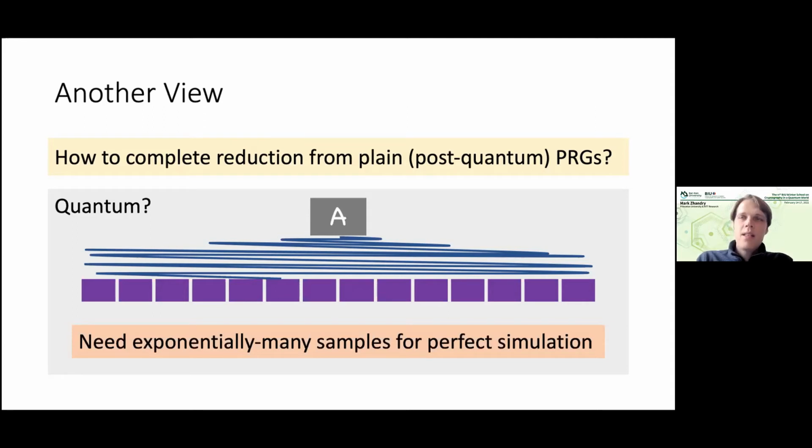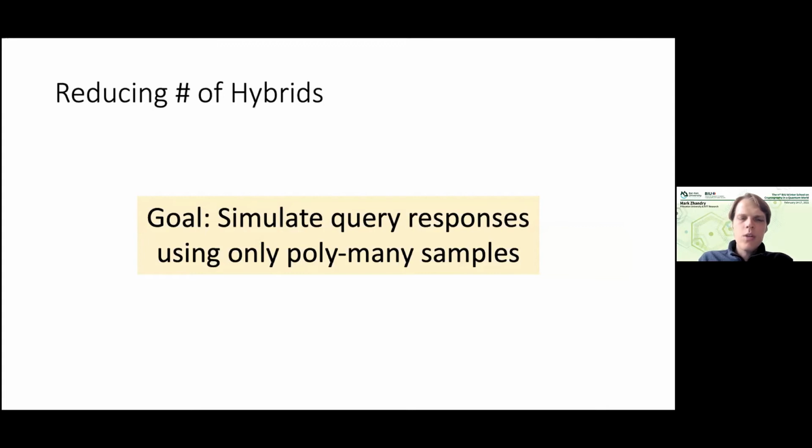And now there's both a question of how to simulate that efficiently, and then also how to do a hybrid that results in a good reduction, because the natural hybrid over all of these values would incur an exponential loss. So our goal going forward is going to be to somehow simulate these query responses of a quantum superposition query using only a polynomial number of samples, even though there are exponentially many inputs.